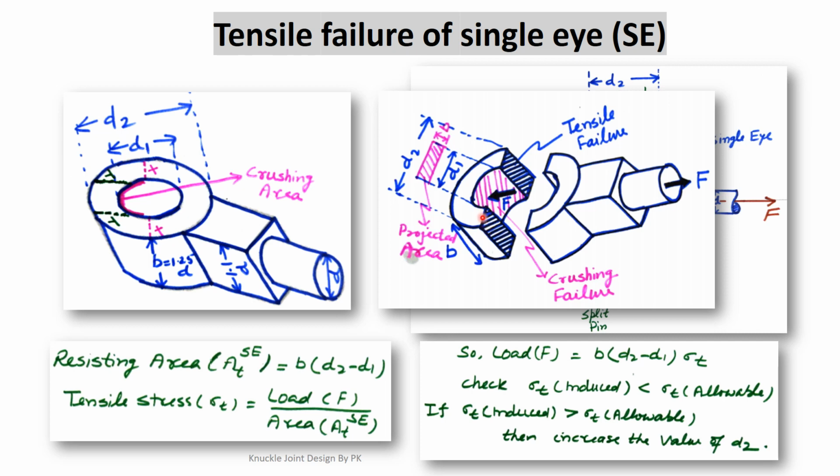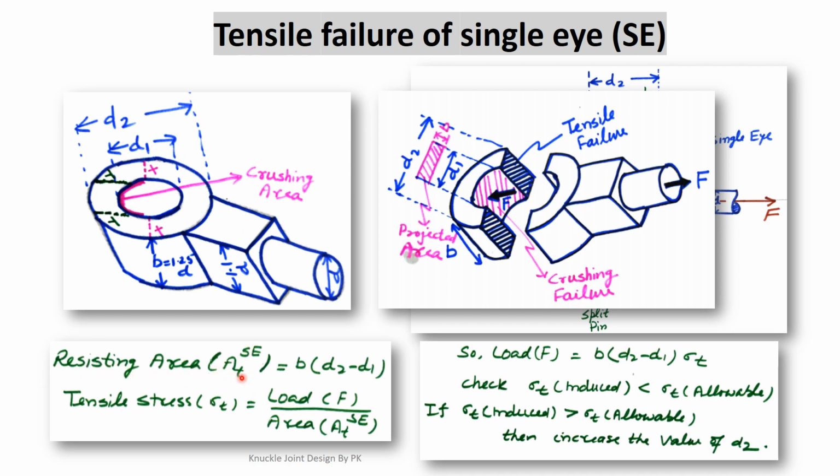So how much is that area? This total outer diameter is d2, the inner diameter is d1. So d2 minus d1 is the thickness of both the strips, multiplied by b. So the total area is d2 minus d1 into b, which is the blue color sided portion, which normally resists the tensile failure of the single eye. So the total resisting area should be equal to A_T,SE.